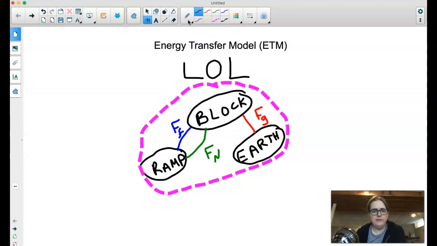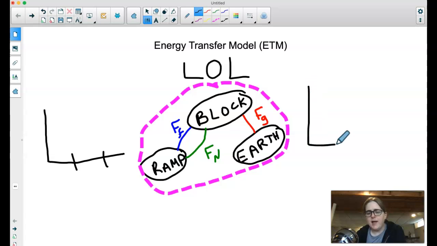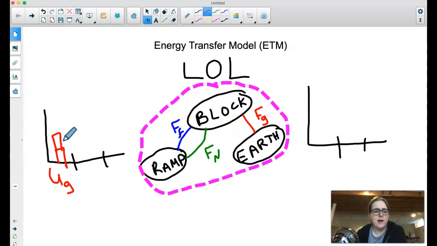So in this case, there are no external forces on my system, which means that my total energy is going to stay the same. So then I just have to think about what form of energy is present at each point in time, at each snapshot. At the beginning of the problem, the block is going to have a whole bunch of UG. By the end, that UG will be gone.